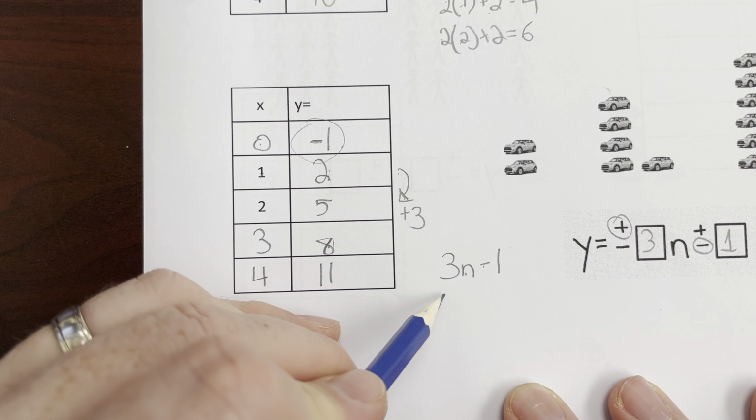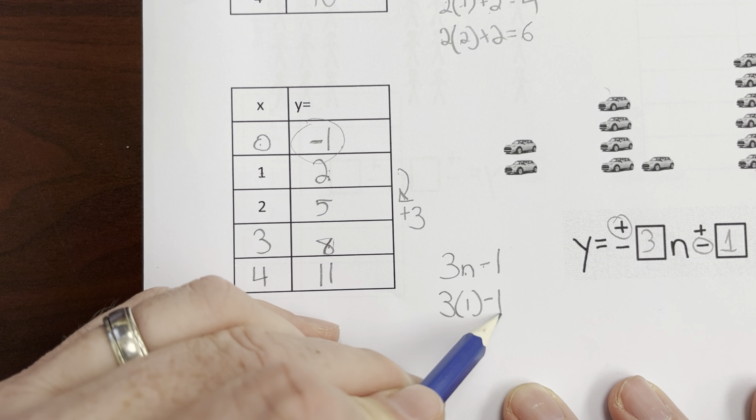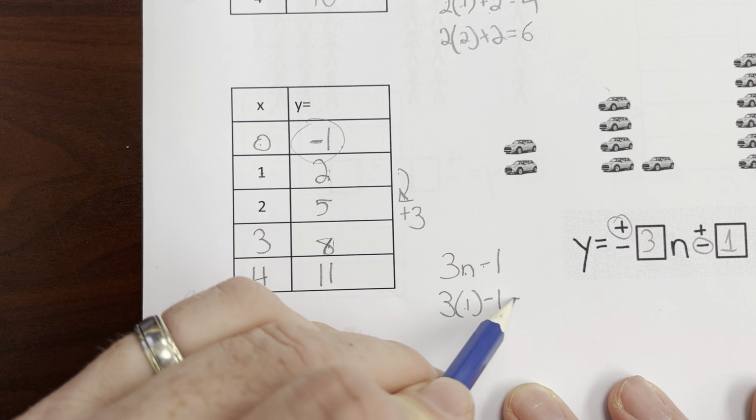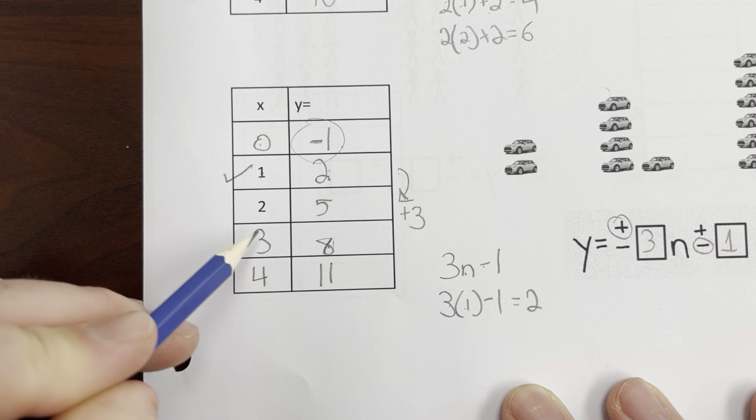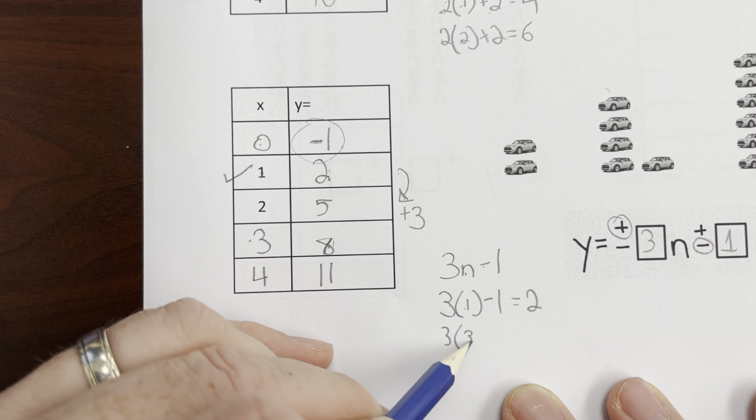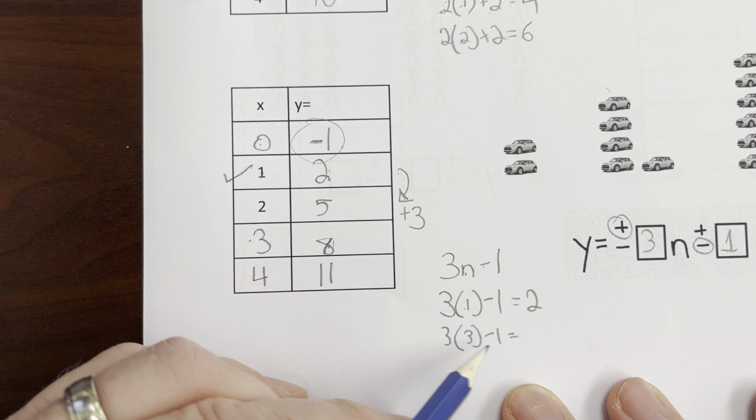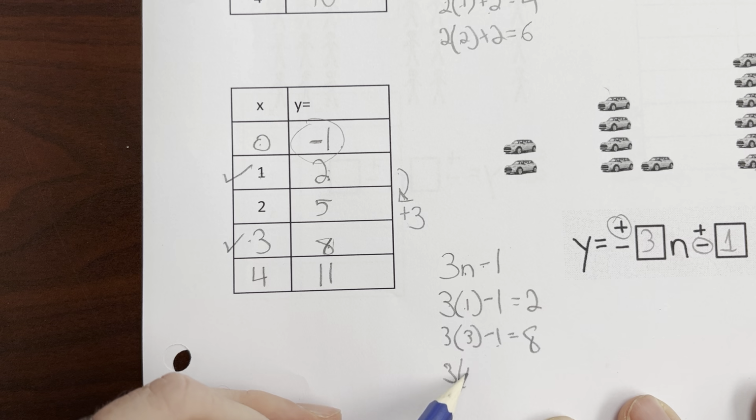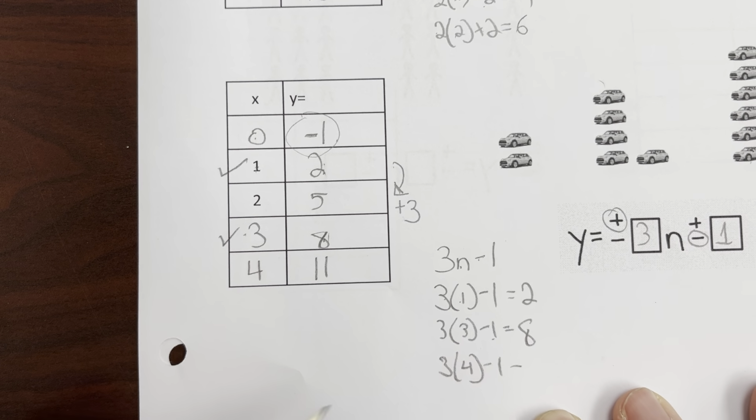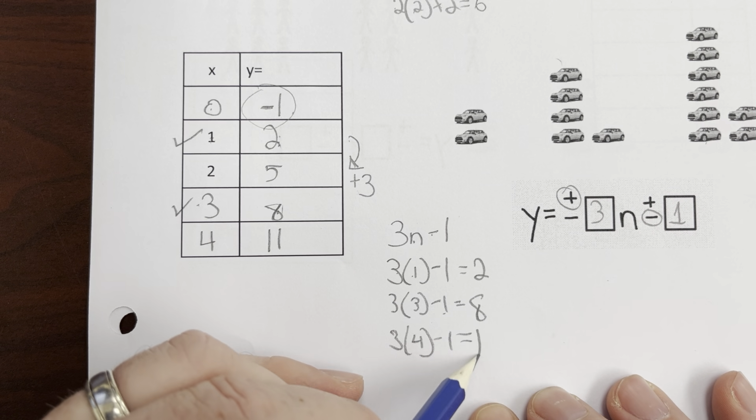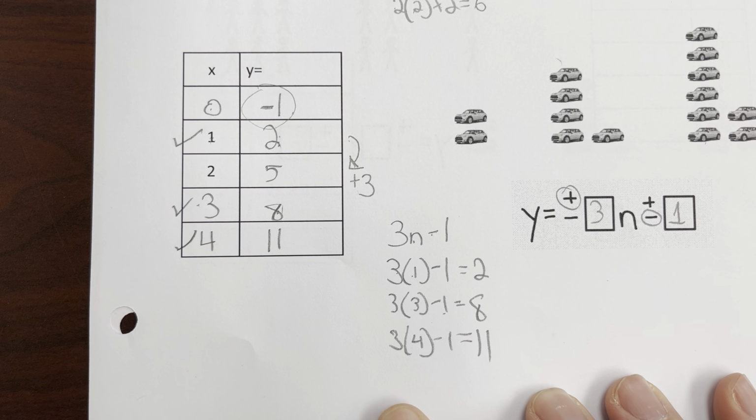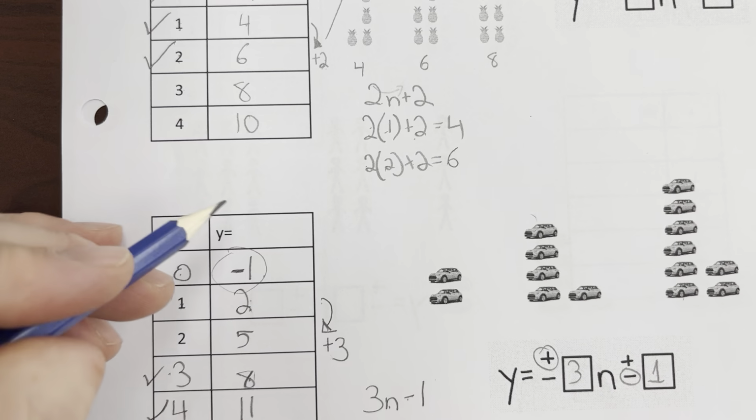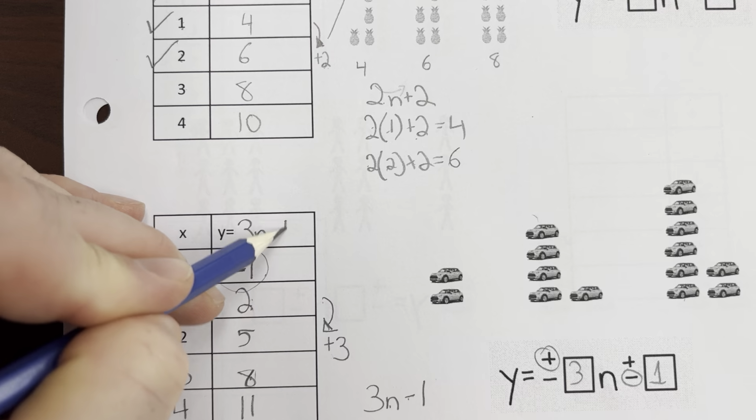So let's plug in some here and do our checks to make sure it's working. So let's do the 1. So 3 times 1, subtract 1. 3 times 1 is 3, subtract 1 equals 2. Check. Let's jump down to this one. 3 times 3 is 9, minus 1, 8. Check. 3 times 4 minus 1. 3 times 4 is 12, minus 1 is 11. Hey, that one works too. Okay, so this is the correct expression for this pattern.